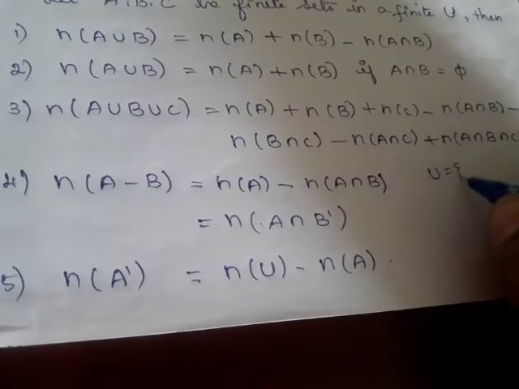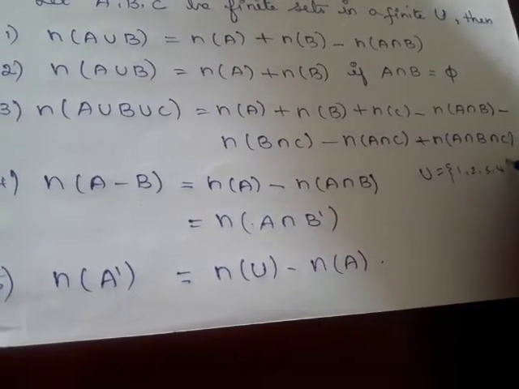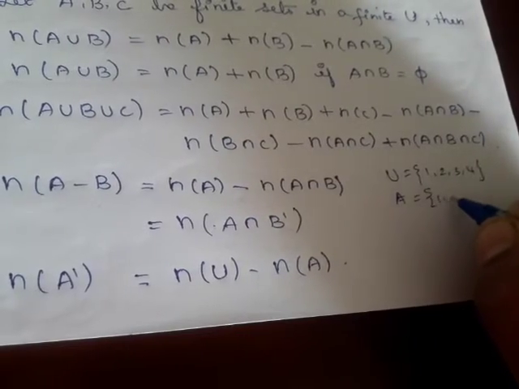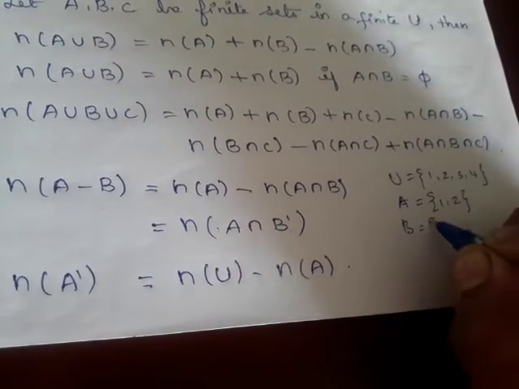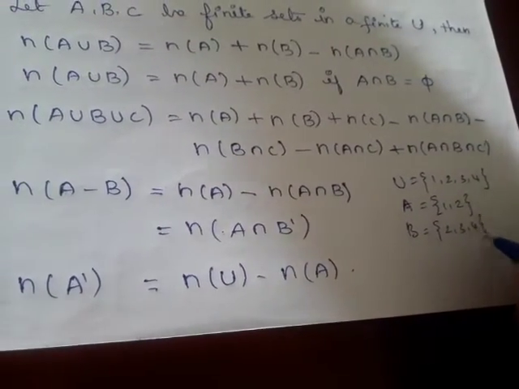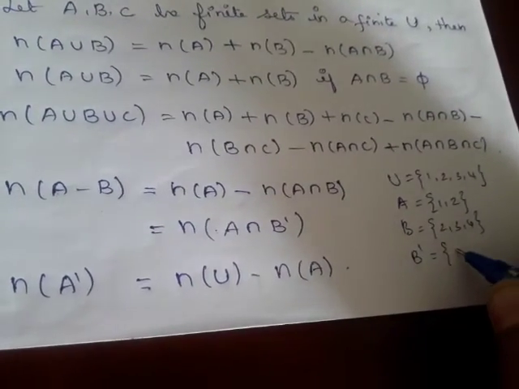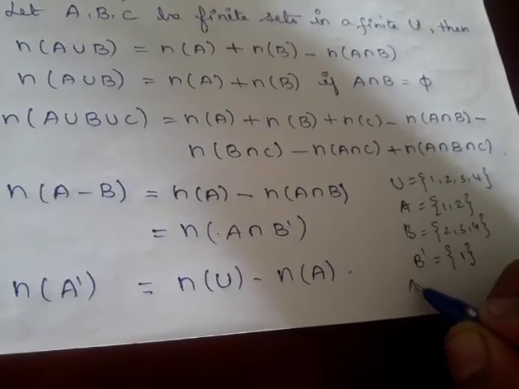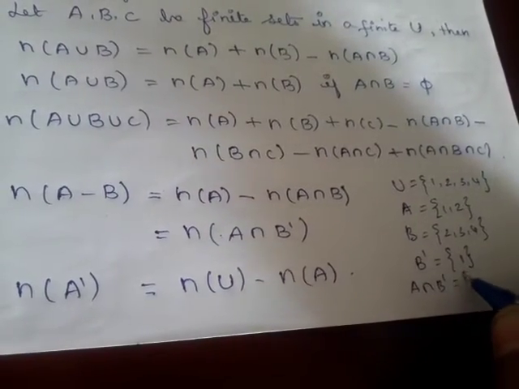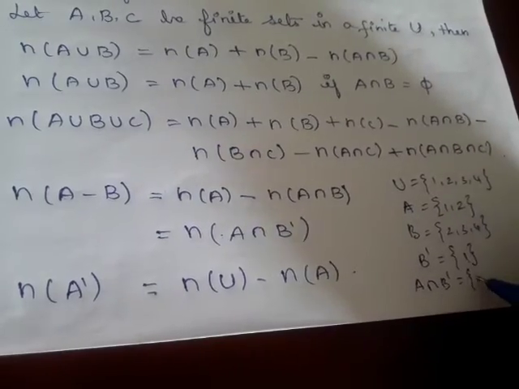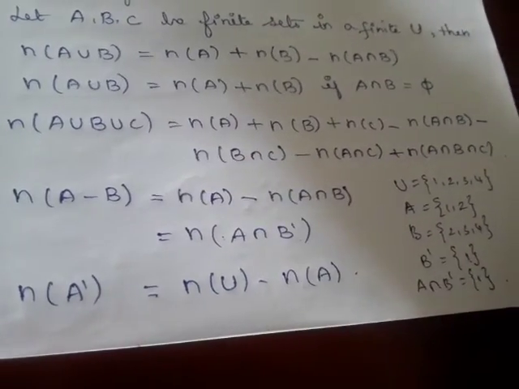Say U is equal to {1, 2, 3, 4}, and if A has 1 and 2 and B has 2, 3, 4. Now what will be B dash? B dash will be {1}, right? Now what is A intersection B dash? A and B dash, which is nothing but {1}, right?